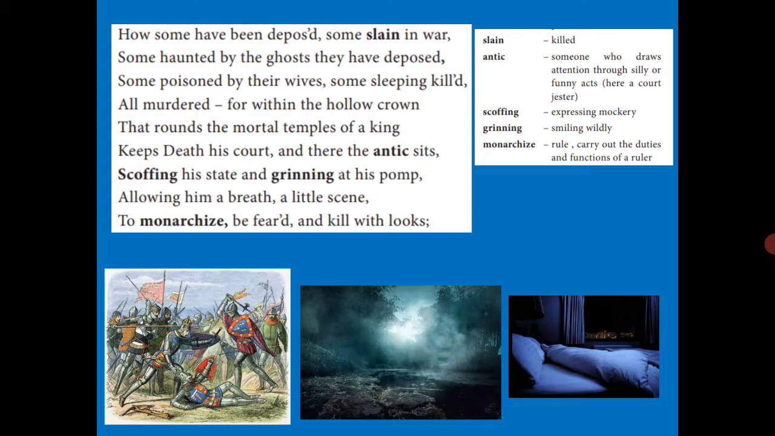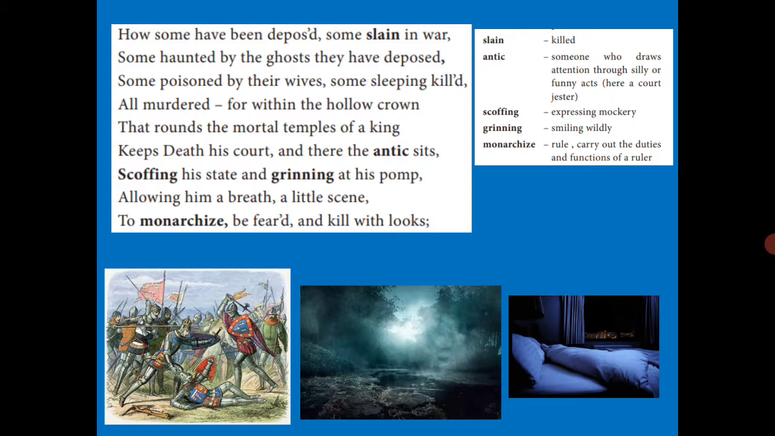For within the hollow crown. Why this particular term, hollow crown? It is not a solid crown, because the rule of a king is temporary. It is hollow. It is not permanent. That rounds the mortal temples of a king, keeps death his court. Mortal means dying.